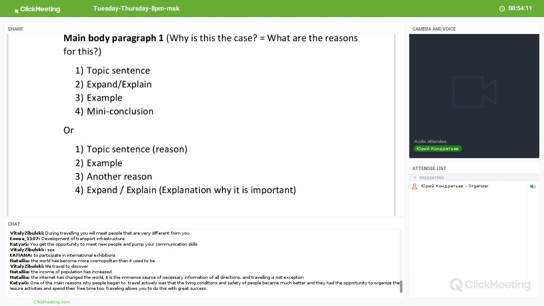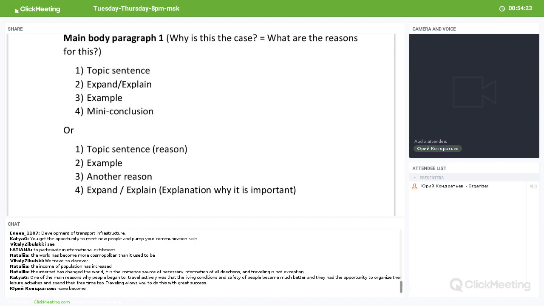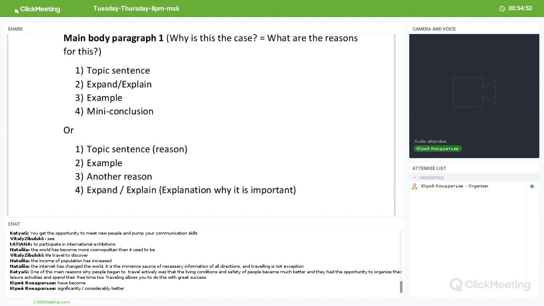Okay, so Ekaterina, one of the main reasons why people began to travel actively, here you're talking about the present, so it would be more natural to say have become, to travel actively, or was that the living conditions and safety of people became much better. Again, have become much better. Instead of much better, you can say significantly better or considerably better. It sounds a bit higher level, significantly or considerably better. It sounds better than much better.